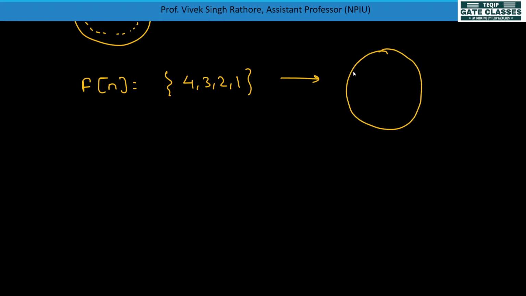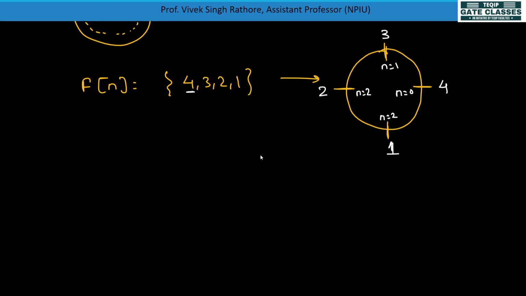Make a circle. First step, divide the circle circumference into n equal parts. Here, how many n values are there? Total 4 values are there. So divide it into 4 equal parts. First step is making the circle and dividing the circumference into n equal parts. Now you can put the values. This is n equal to 0, n equal to 1, n equal to 2, n equal to 3. What is the n equal to 0 value? That is 4. Here it is 3, here it is 2, and here it is 1.